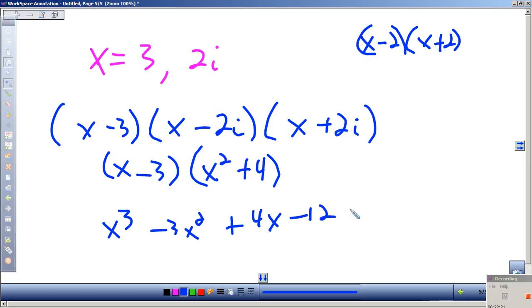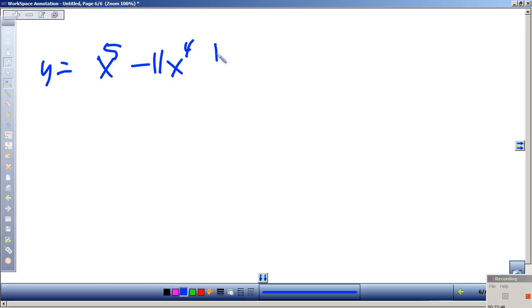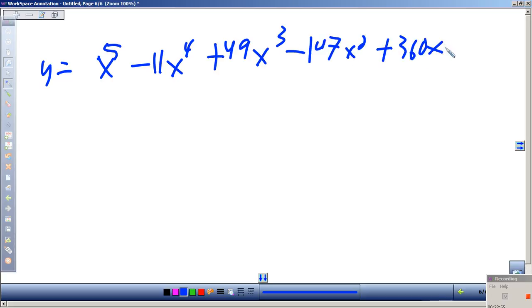Okay, so let's do that. I'll show you how, and plug all the numbers in quickly. So let's do a problem here: x to the 5th minus 11x to the 4th plus 49x cubed minus 147x squared plus 360x minus 432. How many complex solutions? 5. Everybody got that? Yeah, that's the easy one.